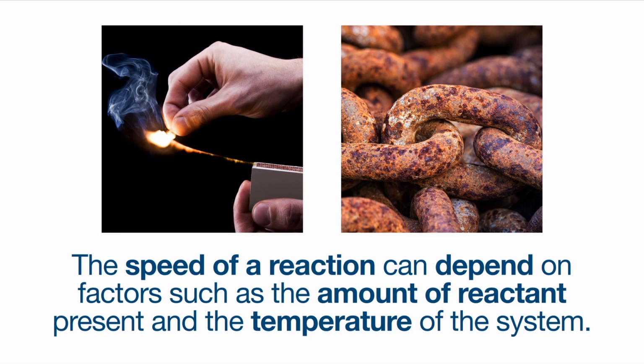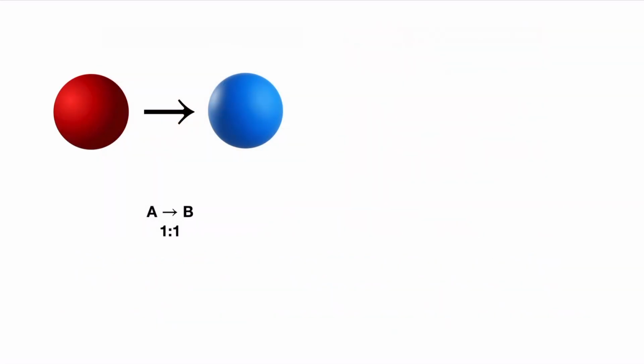When we look at reaction rates, we see that not all reactions happen at the same speed, and conditions like concentration and temperature can make them faster or slower. In simple one-to-one reactions, the reactant disappears at the same rate the product forms. For example, as 1 mole of A disappears or is consumed, 1 mole of B is formed, produced, or appears.